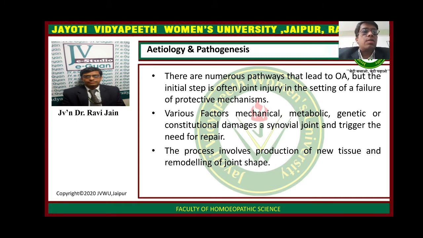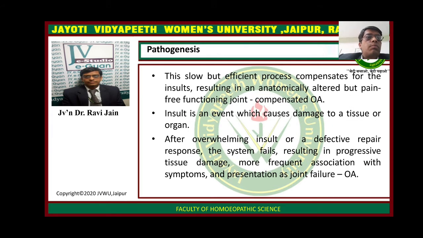There are various factors like mechanical factors, metabolic factors, genetic factors, and constitutional factors, and they damage a synovial joint and trigger the need for a repair. The process involves production of a new tissue and remodeling of the joint shape. The pathogenesis is usually a slow but efficient process that compensates for the insults, resulting in an anatomically altered but pain-free functioning joint. That is known as compensated osteoarthritis.